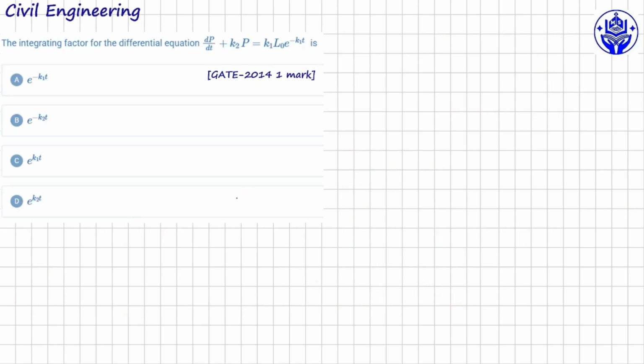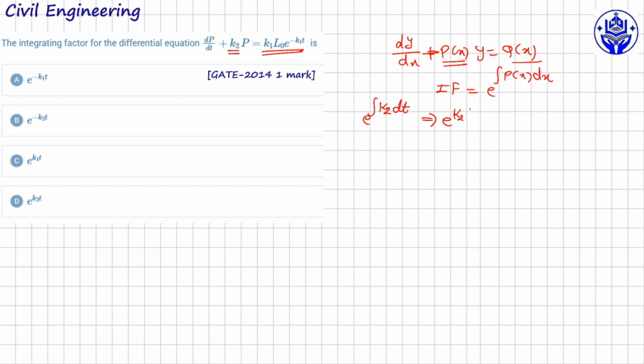Next question is the integrating factor for the differential equation. Whenever you have a linear differential equation of this kind, dy by dx plus p of x times y equals q of x, where this is a complete function of x, here of t, the integrating factor is e to the power of the integration of p of x. So here p is k2, which is a constant. The integration of k2 with respect to t is e to the power of k2 into t. So the correct answer is D.